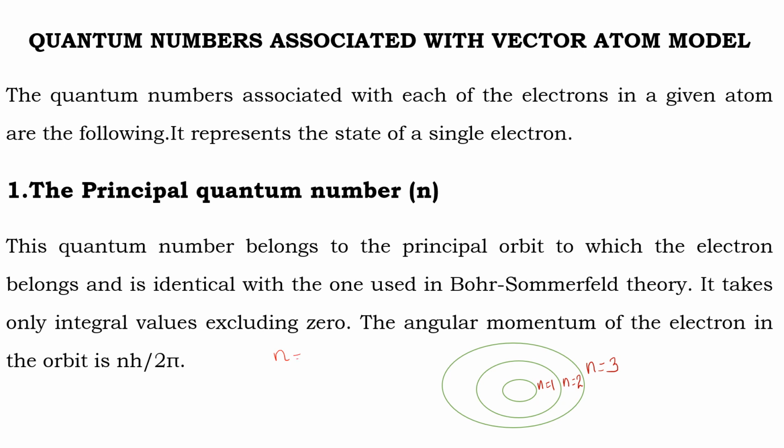If n is equal to 1, it means the electron belongs to the first orbit, and if n is equal to 2, it represents that the electron belongs to the second orbit. That is, the principal quantum number n represents the orbit to which an electron belongs.